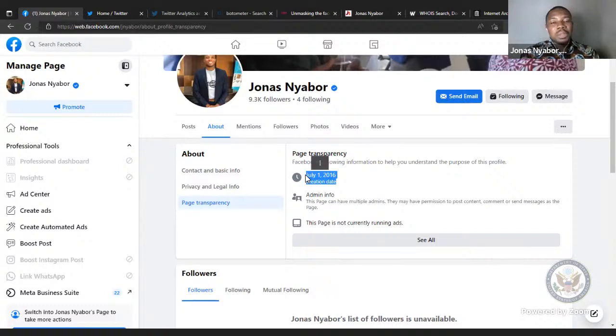So assuming this page was talking about a particular campaign, and the page was created, let's say, a day before the campaign started or a day before that major initiative, it could be useful for you to determine whether this page has been created purposely for this campaign or it has actually existed all this while.